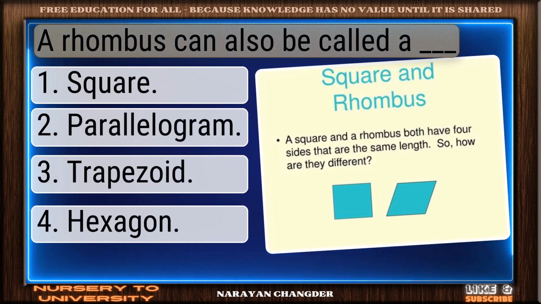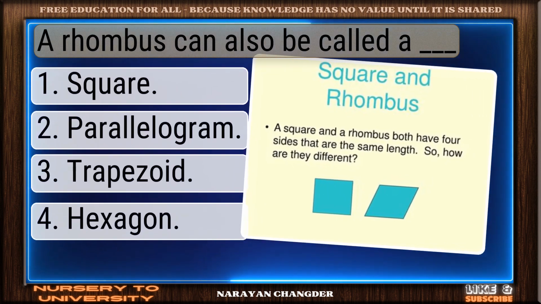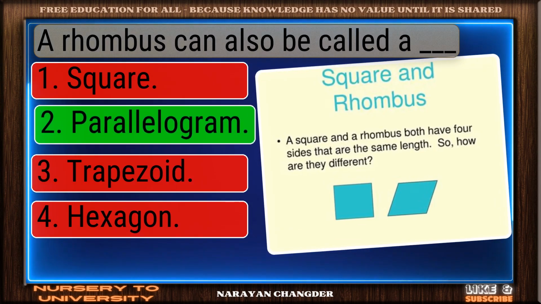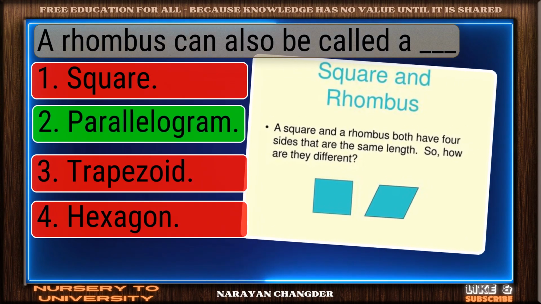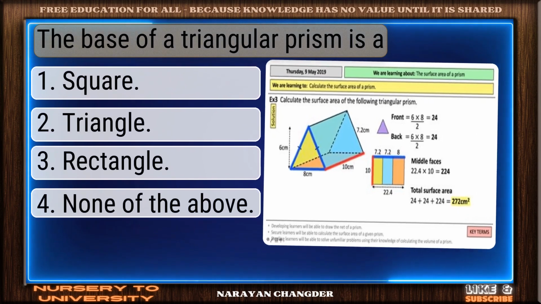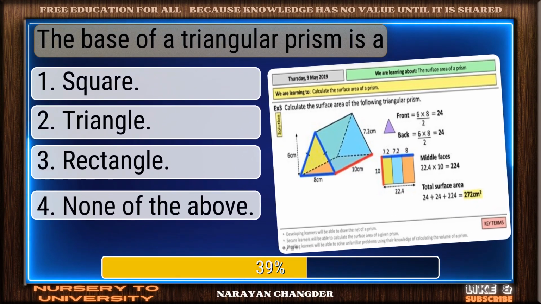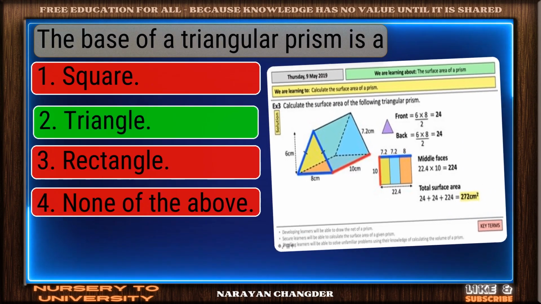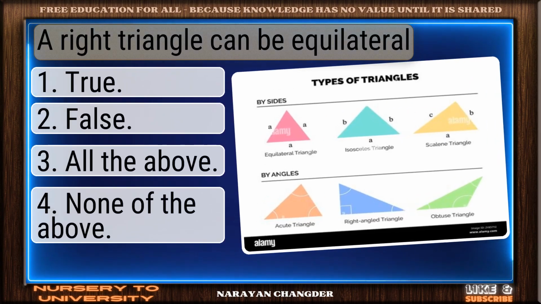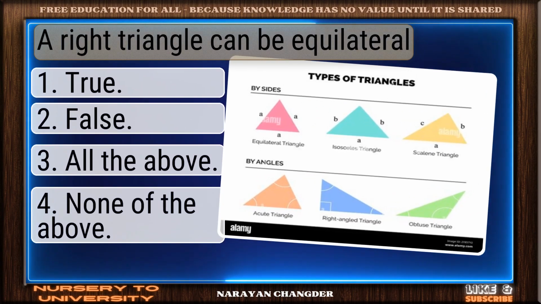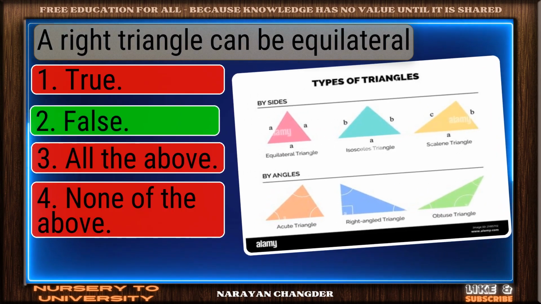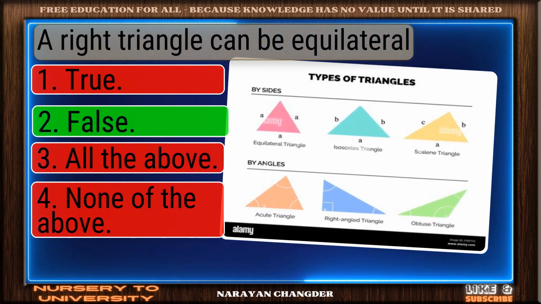Question number 241. A rhombus can also be called a dash. Clear logic. Your choice, parallelogram, is sound and 100% true. Question number 242. The base of a triangular prism is a... You chose triangle, and it is correct. Question number 243. A right triangle can be equilateral. Solid response. False is a valid choice.